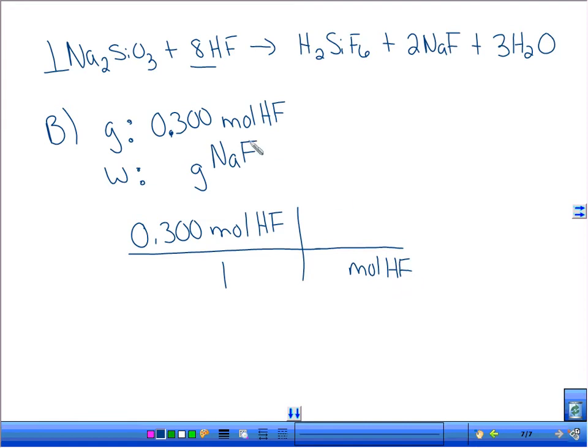Now, I'm not wanting HF in the end. I'm wanting sodium fluoride, so I'm going to have to switch. And the way we switch is known as the mole-mole ratio. And you can't switch to the mole-mole ratio until you have the mole, which I already have. So I've got NaF going to the top. In front of NaF is a 2, so a 2 will go here, and in front of HF will be an 8, and so I'll be putting an 8 there.